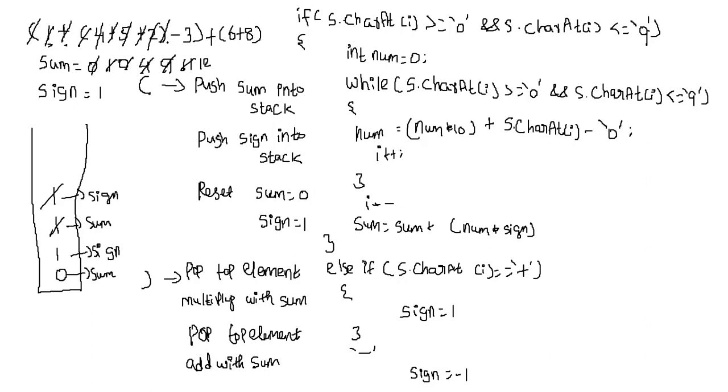So after that, what I have is minus. Minus is a negative value. So what I have to do? Sign value should be given as -1. Now sign value will be -1. Done. Next I have got 3.